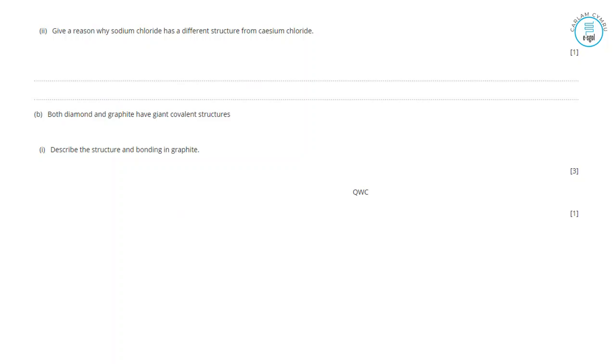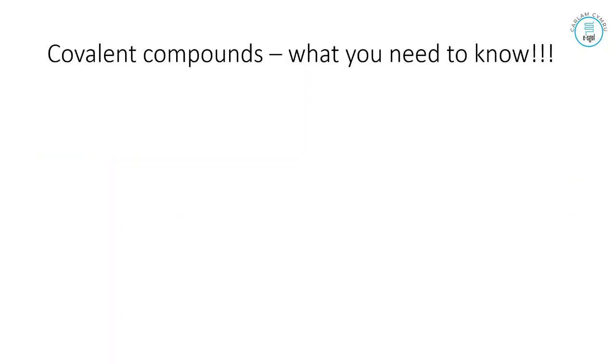Sodium ions and chloride ions are quite similar in size. Cesium ions and chloride ions, the cesium ions are much bigger, so it has to arrange them much more differently. We'll come on to the diamond and graphite a bit later. Okay, so that's your ionic done.